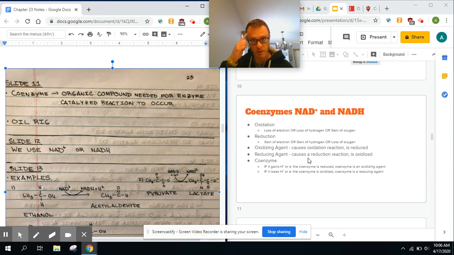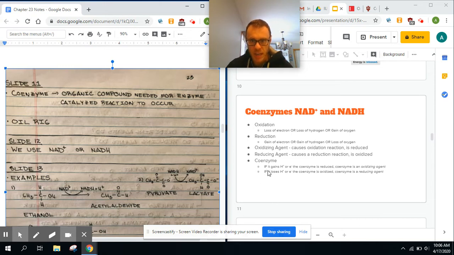You have got to remember this, all right? Oxidation, we're losing electrons, or we're losing hydrogens, or we're gaining oxygens. That's oxidation, all right? There's three different things that could be going on here. Reduction is gain of electron, gain of hydrogen, or loss of oxygen, all right? If there's oxidation, there must be reduction. Like you can't just have one. An oxidizing agent causes something to be oxidized, therefore it is reduced. A reducing agent makes something be reduced, therefore it is oxidized.